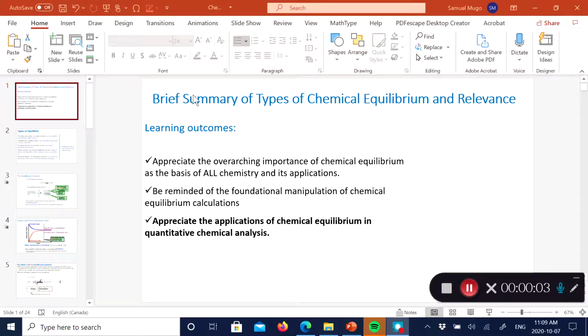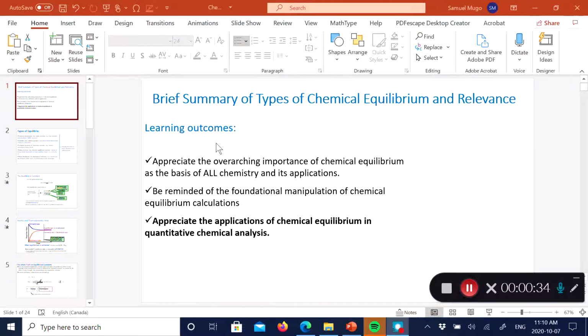In today's lecture, I'm gonna give you a fairly brief summary of the different types of chemical equilibrium, most of which I expect you covered in Chem 1 or 2. But I think it's good to remind you of what is expected of you, that you need to remember from your Chem 1 or 2. So we're gonna talk about the different types of chemical equilibrium as well as their relevance.